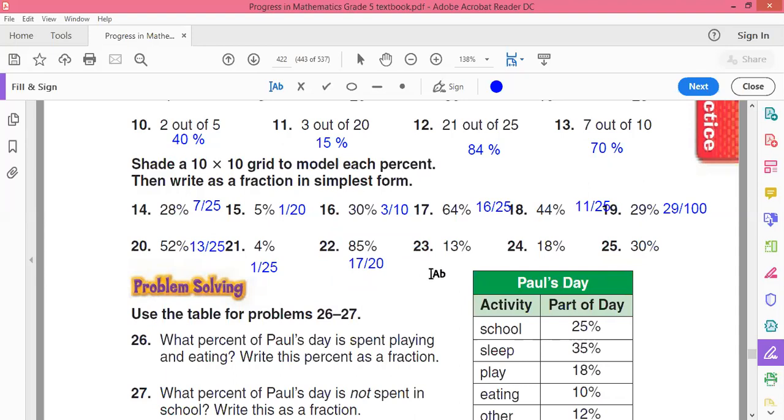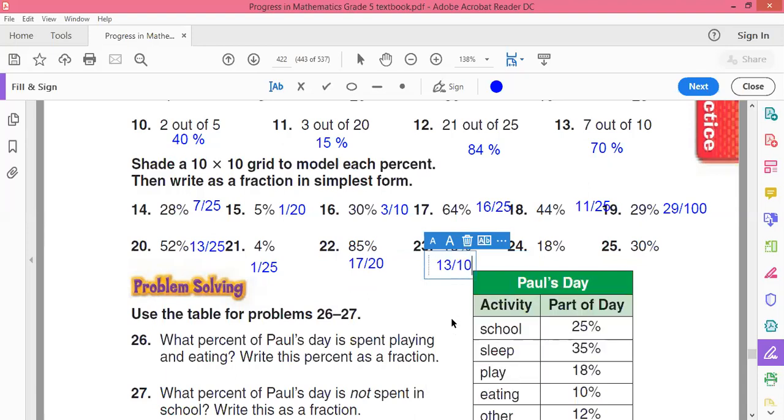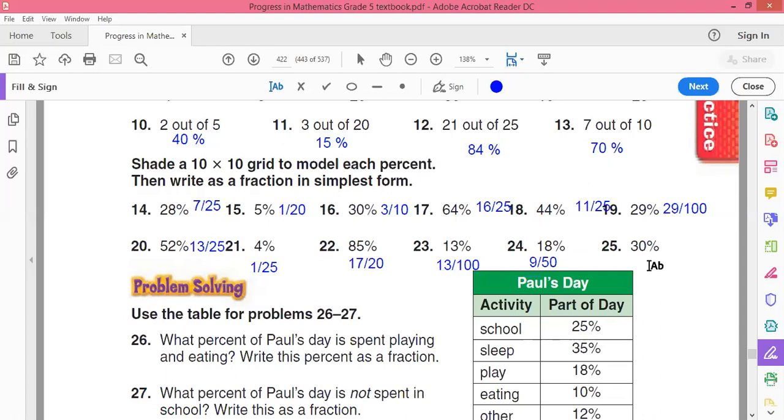13%. 13 is not divisible by any number with 100. So you can say 13 over 100. 18%. It will be divided by 2 only. So it will be 9 over 50, because 100 divided by 2 is 50. Yes. And the 30: 30 divided by 10, 3 over 10. Very good. Okay, finished.